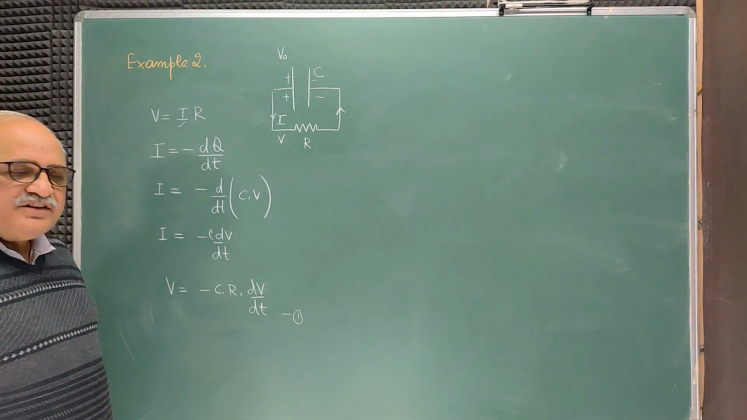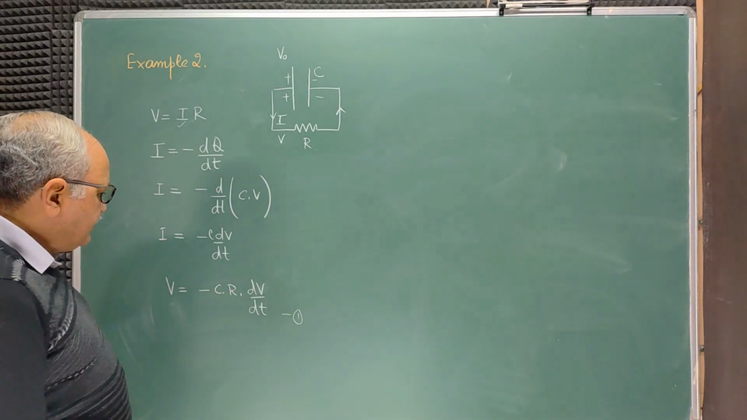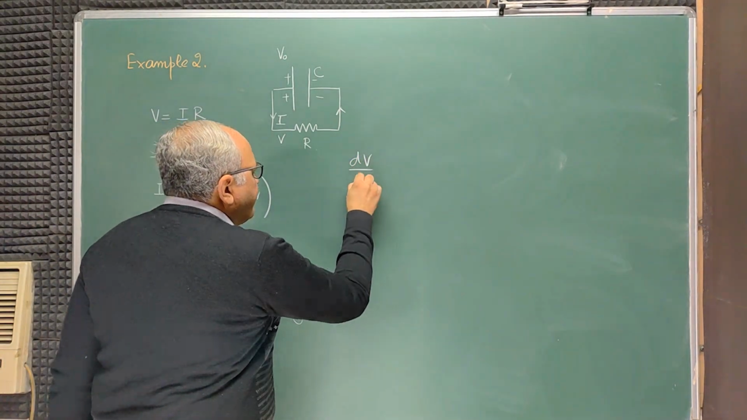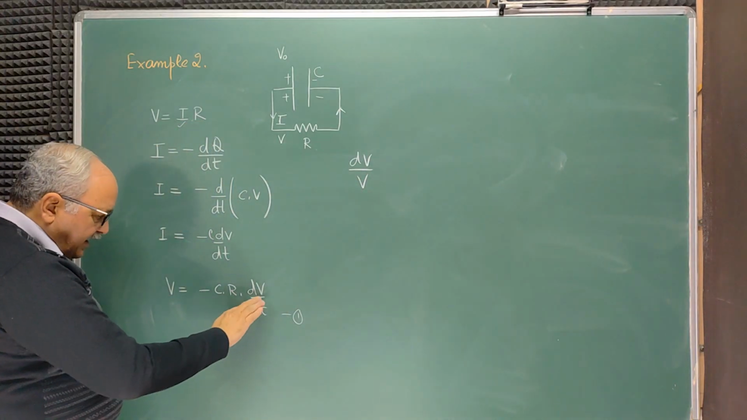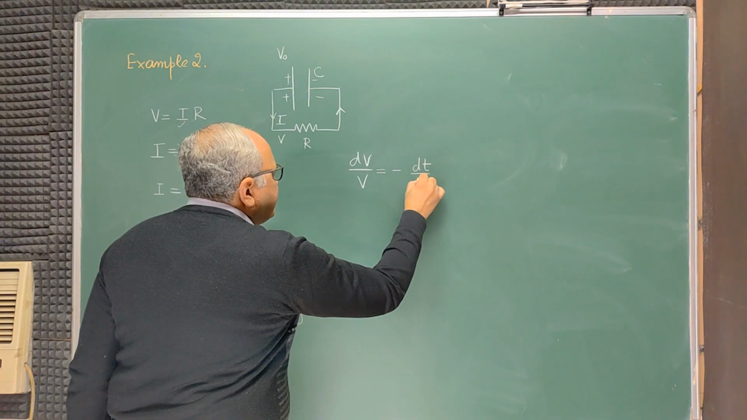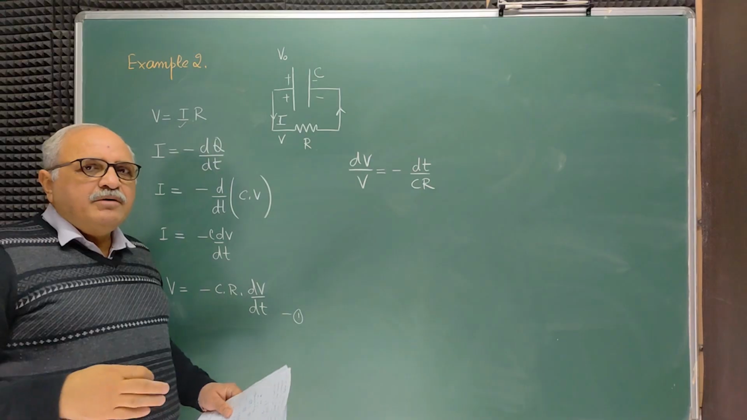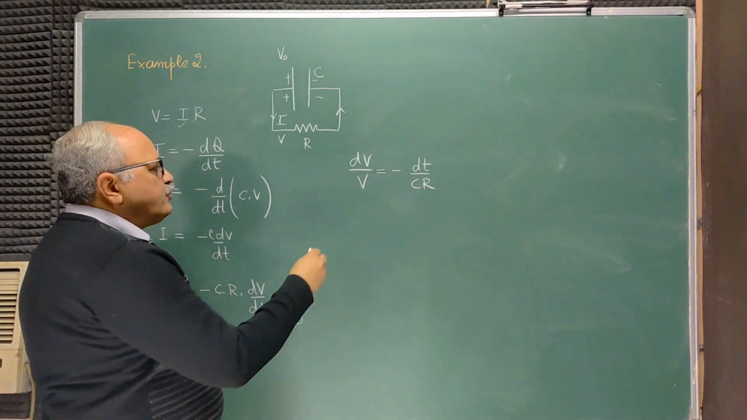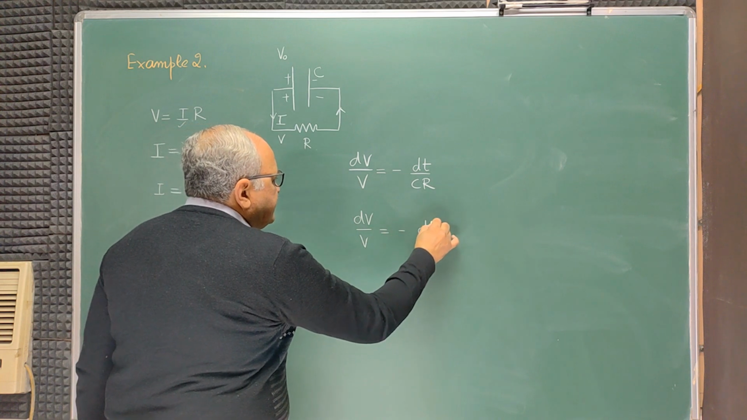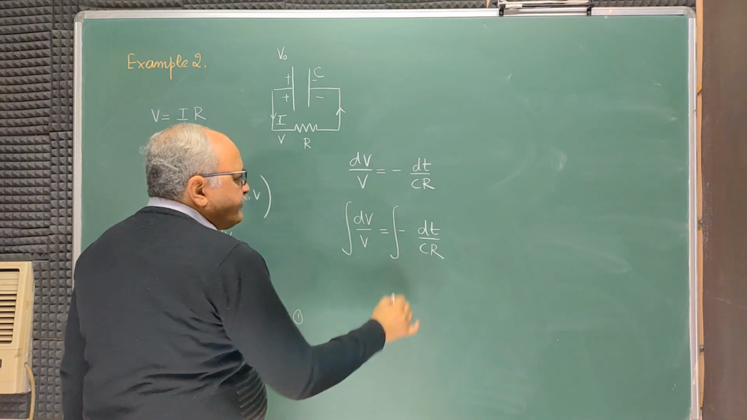Now we have to go for its solution. As a first step, we have to separate out the variables. We can do that by taking dV divided by V, taking the V on this side and dt on the other side. We have minus dt divided by CR. Now once the variables are separated out, we have to integrate: dV by V equals minus dt by CR. So you integrate both sides.